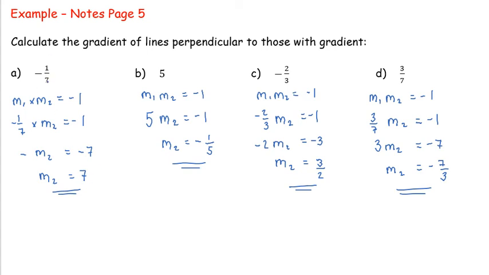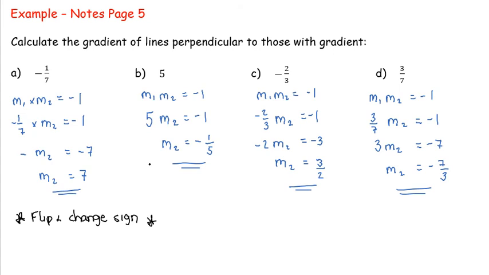Okay, now hopefully you've spotted that in each case, to get the perpendicular gradient, all we do is we flip the gradient, so 1 over 7 becomes 7 over 1, or just 7 in this case, and we make it negative. So if it was already negative, your answer becomes positive. So you flip and change sign is the quick way of doing it. Flip and change sign.